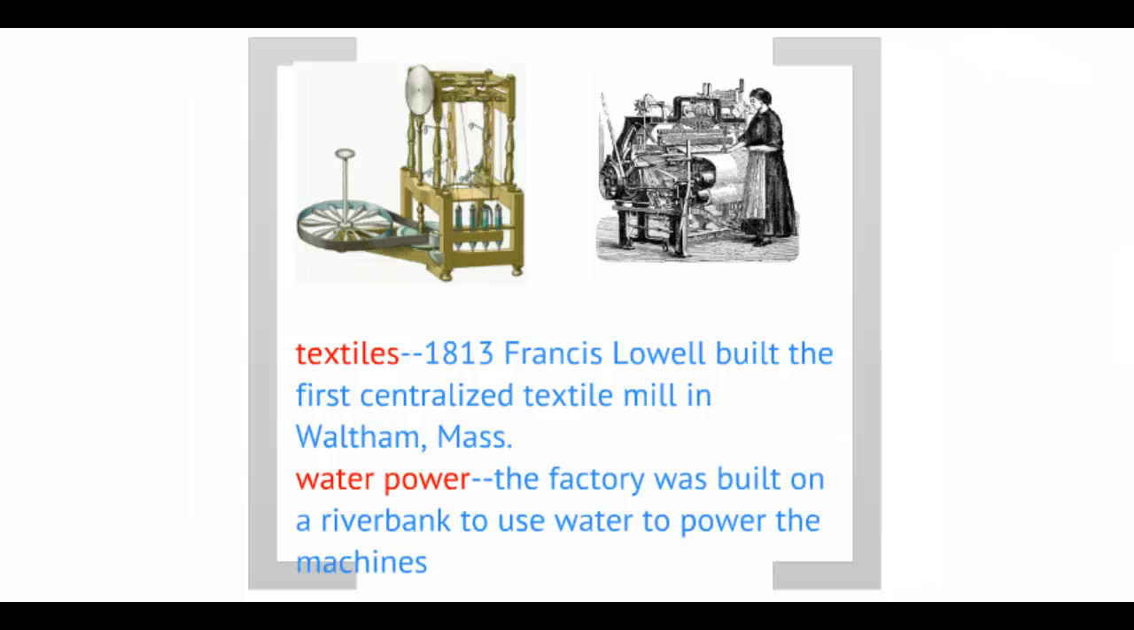The Industrial Revolution of the early 1800s starts essentially in Waltham, Massachusetts, with the first centralized textile mill. You can see here on the left, the machines at the top. On the left, we've got a spinning jenny. We're going to create the thread. On the right, we're going to have a loom, which is going to take the thread and create the cloth. Both of these were done by hand prior to the development of the machines.